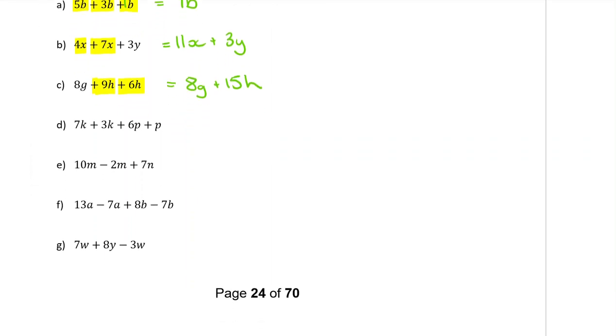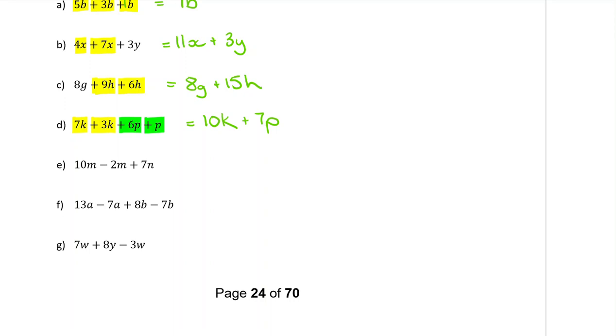On to D. Let's highlight the ones that are the same. So we have 7k plus 3k. They have the same letters. And 6p plus p. All right, so we'll use two different colours because there are two different letters that I need to collect up. So let's start with the yellow ones. 7 plus 3 makes 10k. Going to the green ones, 6 plus 1 makes 7p. And I put a plus sign in between because it's a positive 7, so it tells me I need to add those two terms together.